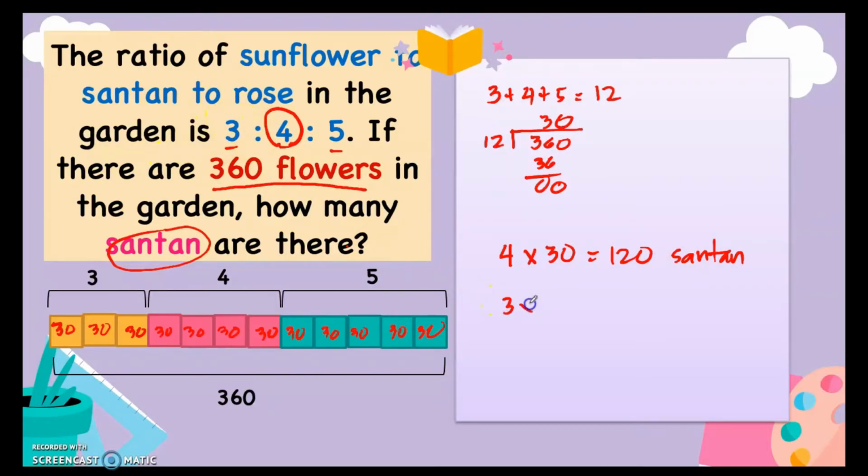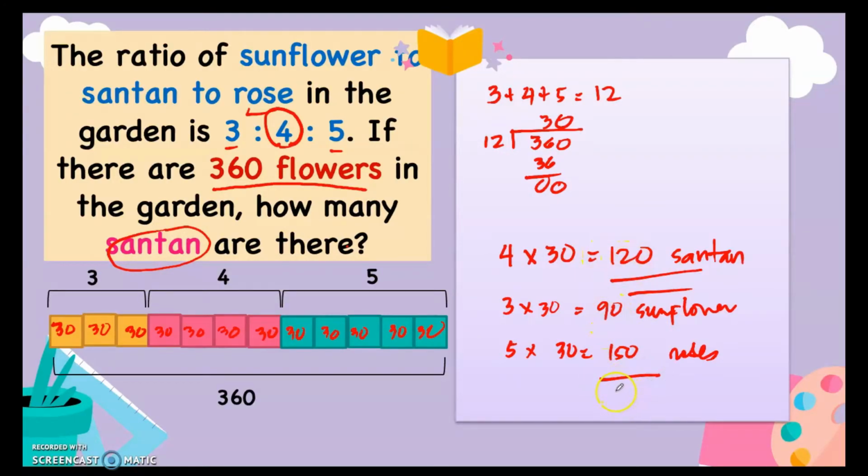multiply 3 times 30, which is 90 sunflowers. And for the roses, we have 5 times 30, which is 150 roses. But our final answer here is 120 santan, because the question is only asking for the number of santan in the garden. But if you want to check if your answer is correct, you can add 120 plus 90 plus 150. You should be able to get 360 flowers.